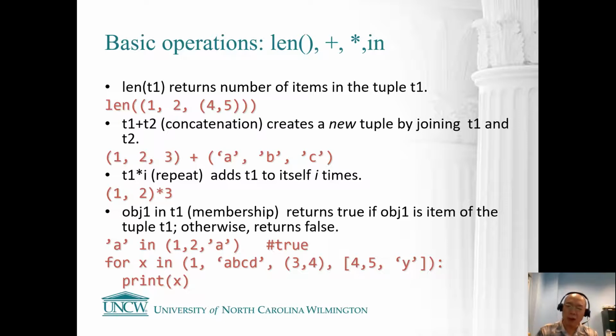The in keyword can also be used to visit all the members of a tuple one by one, like for x in this tuple. For this tuple, we have 1, that's the first item, A, B, C, D, the second item, and the subtuple 3 and 4, that's the third item. And for the fourth item, we have a list.